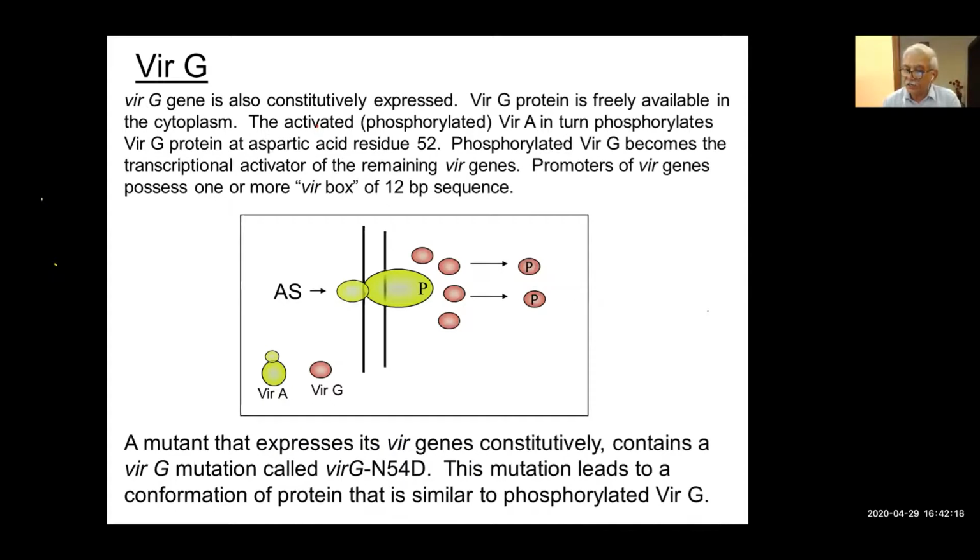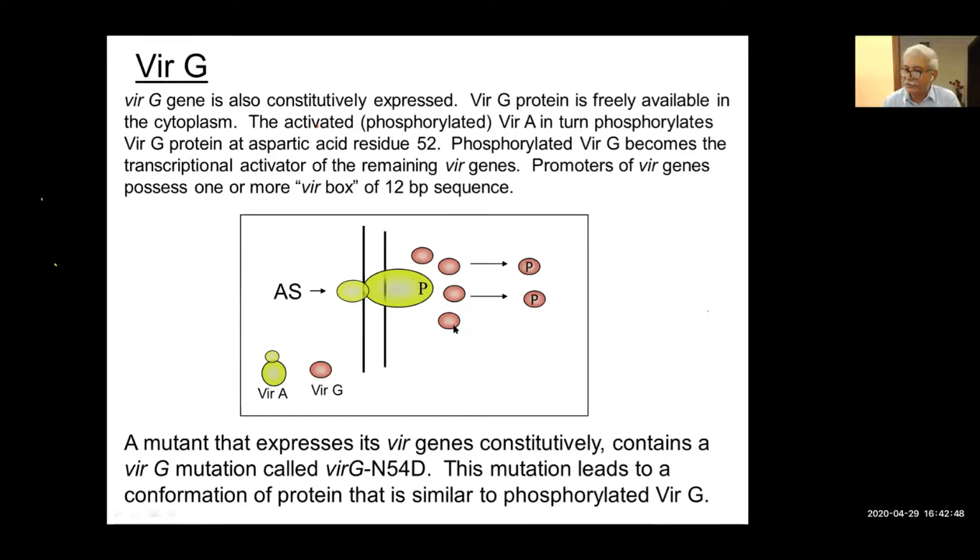It's the phosphorylation now of Vir-G. Vir-G is shown with a circular brown color. And what does this double line indicate? This double line indicates the cell wall of the bacteria. What protein is associated with the cell wall? Vir-A. Vir-A gets phosphorylated and it triggers the phosphorylation of Vir-G protein.